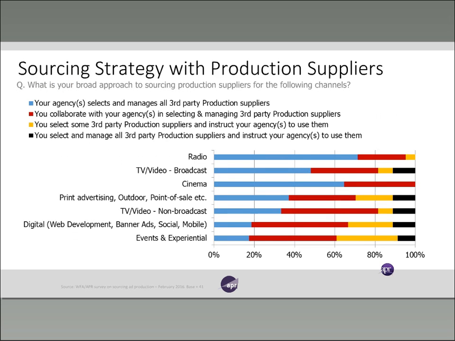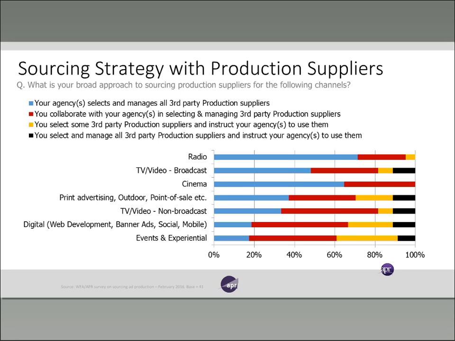So now getting to our first survey result, if we look at the results that we've had from the WFA members, we can see that this is the traditional media channels, so the TV specifically, where marketers rely more heavily on their agencies to source and manage the suppliers. You can see in the blue with the radio, the TV broadcast, and the cinema, etc. This is where you as brands are really relying on your agency to manage those relationships and decide who to work with.